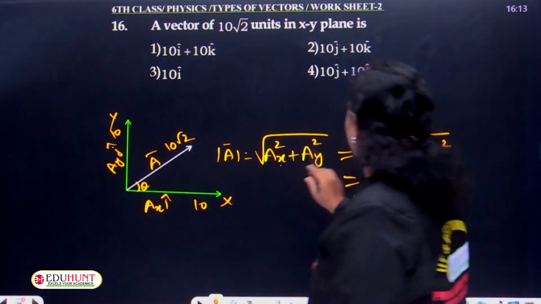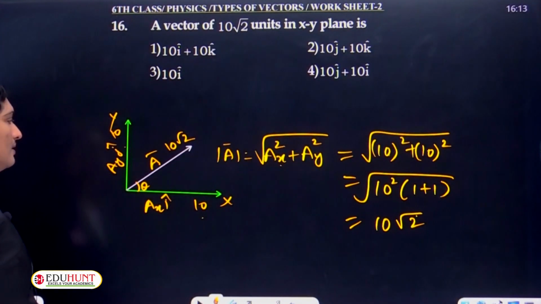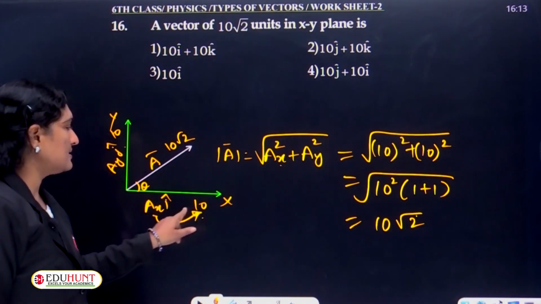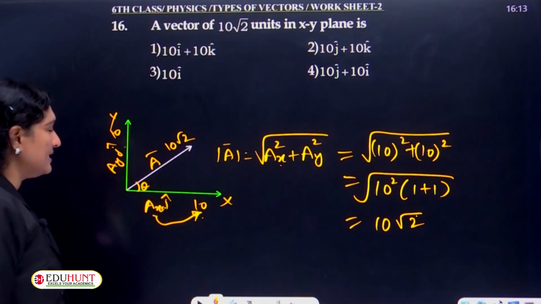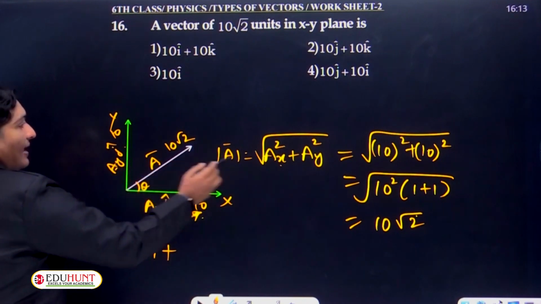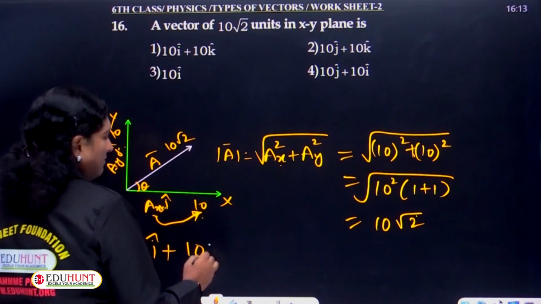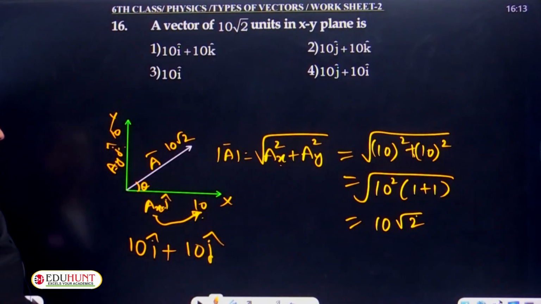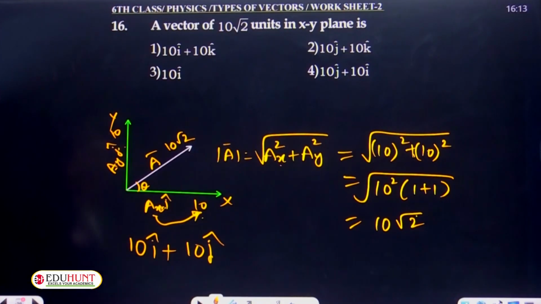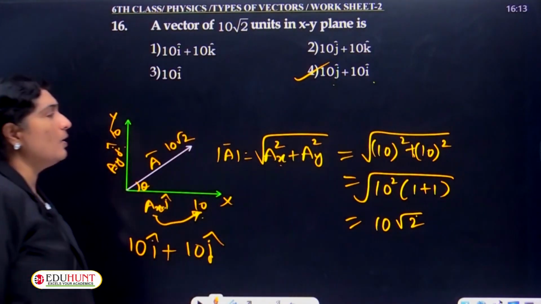No doubt the value of Ax is 10 and the value of Ay is also 10. The magnitude of Ax is 10 and this must lie along the x-axis, which indicates i cap. So 10 i cap. Similarly, the value of Ay is also 10 and this is lying on the positive y-axis. So 10 j cap. Let us check which one is the correct option, children. 10 i cap plus 10 j cap. So the fourth one holds good.